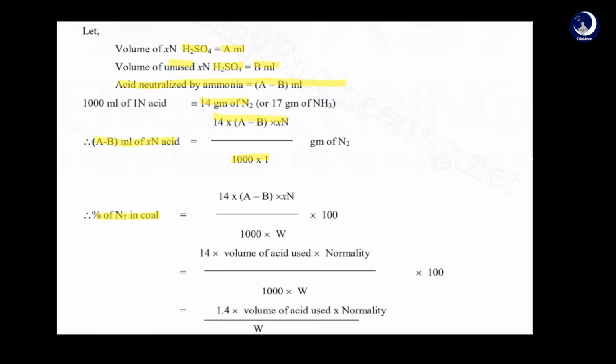Then the percentage of N2 in coal is given by 14 into (A minus B) N by 1000, into 100 by W, that is, 14 into volume of acid used into normality by 1000 into W into 100. That is nothing but 1.4 into volume of acid used into normality by W.